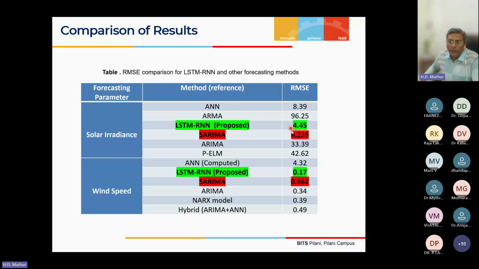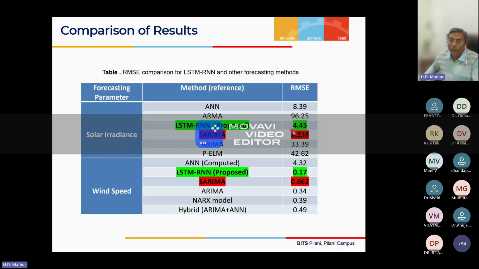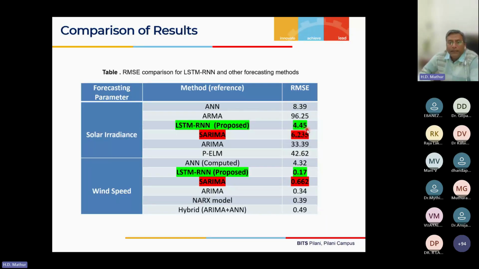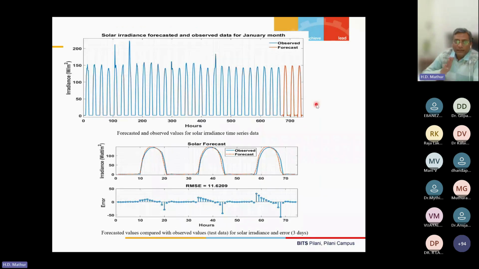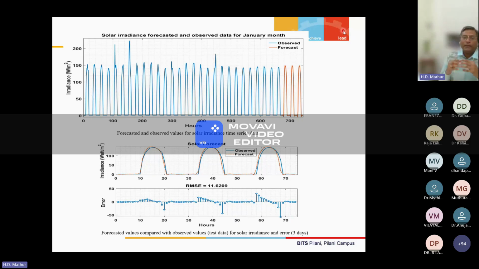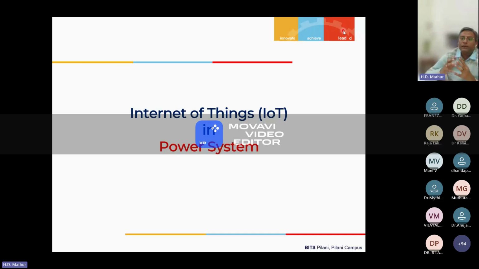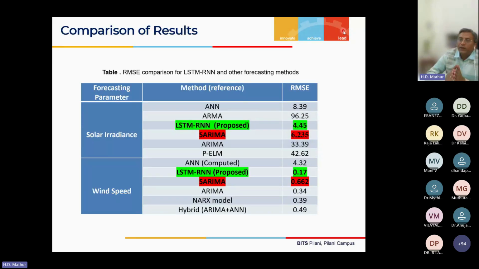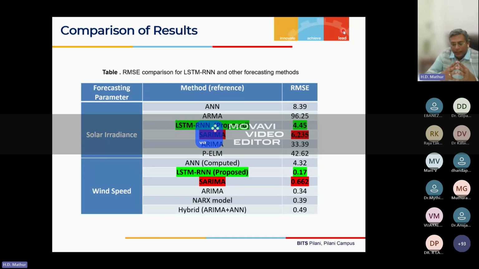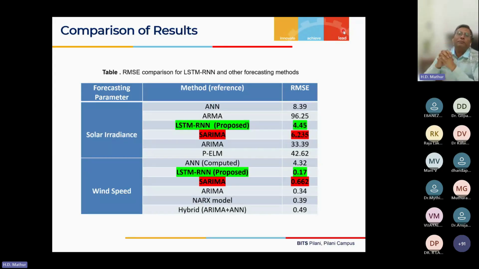The solar irradiance from the proposed method is very good, almost equal to the actual value that we compare. But this is predicted only for an hour, right? Ideally, we should be getting almost the same RMSE, almost nil error, when we do it for the day. If we achieve that, then we can say we have got the best forecasting method.